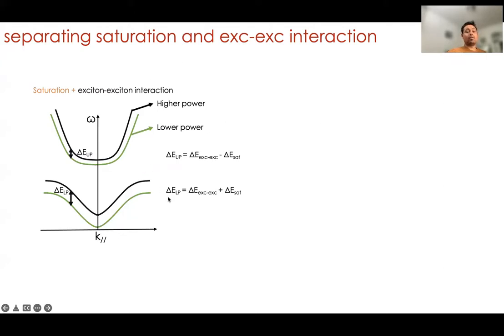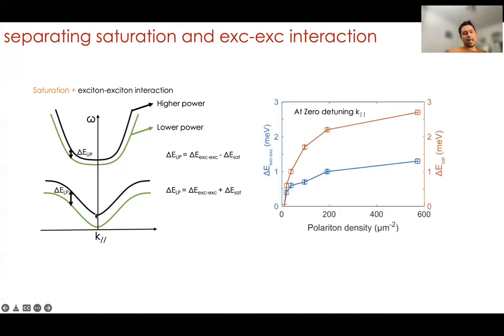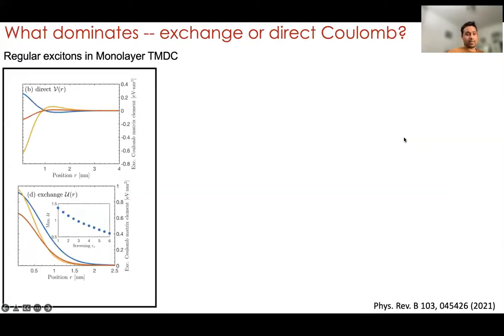Now, we solve these two equations simultaneously at a given power and plot it as a function of power. We see that the exciton-exciton interaction is half of saturation. So saturation nonlinearity is dominating in our system.